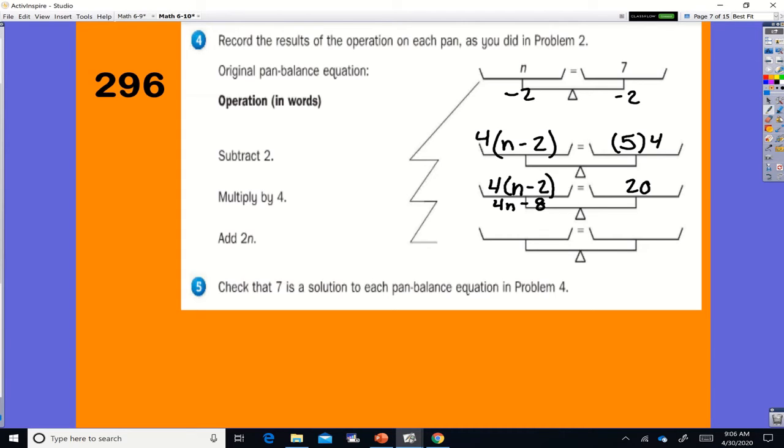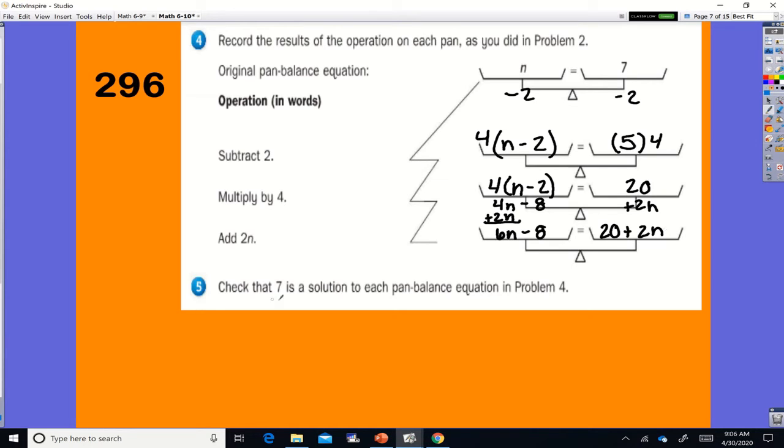Now it tells us to add 2n. If I add 2n to one side, I must do it to the other. So I add 2n to both sides. That gives me 6n minus 8. Add 2n here. Are these like terms? No, so it's just going to be 20 plus 2n.